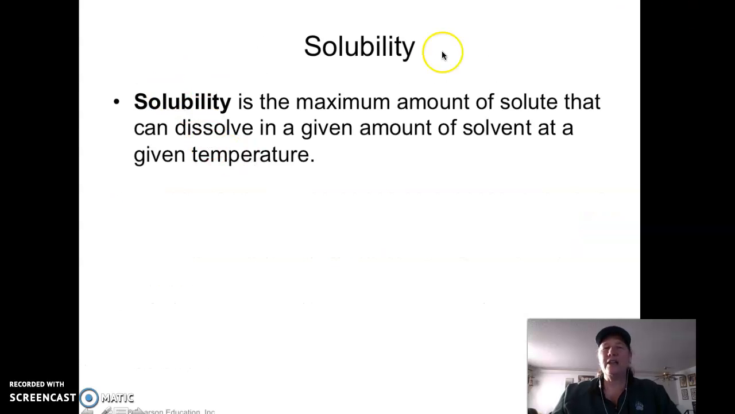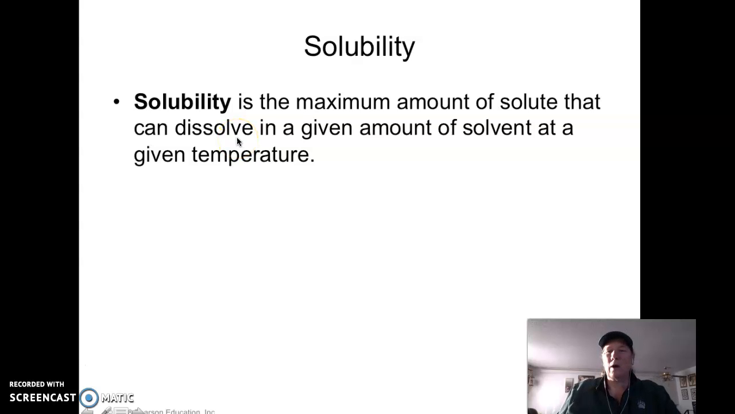Okay, so solubility is the maximum amount of solute that you can dissolve at a given temperature. Usually, if you increase the temperature of the solvent, you can dissolve more solute. That's a kind of a generalization. It's not true for everything. But solubility is the maximum amount.